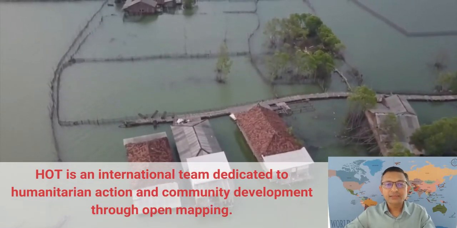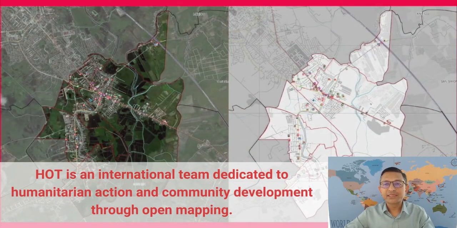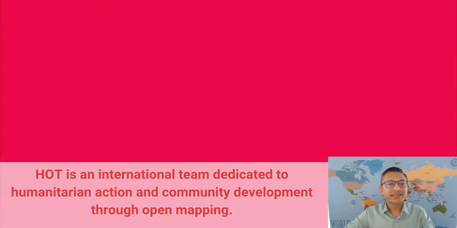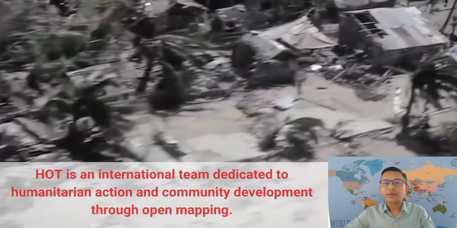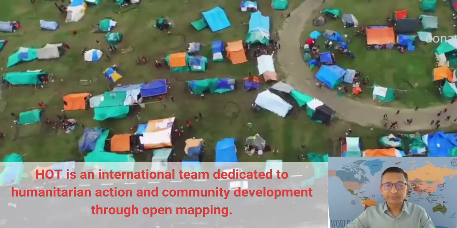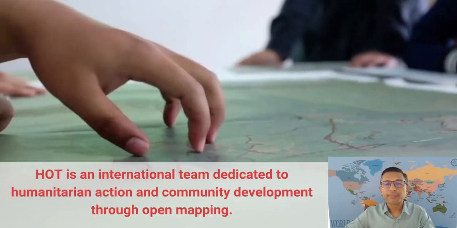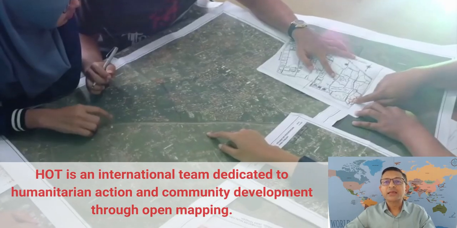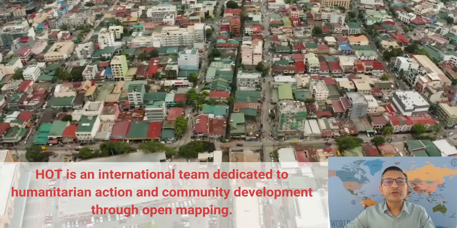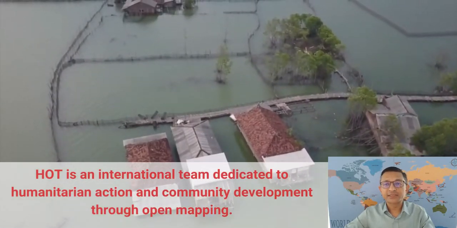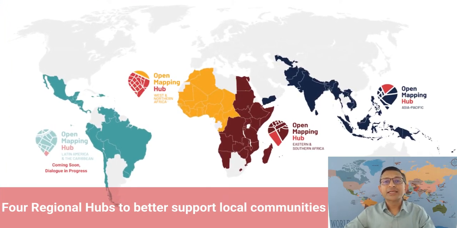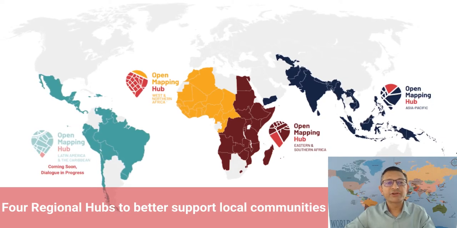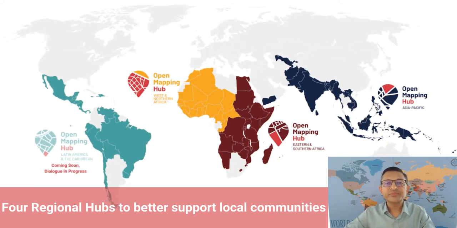HOT is an international non-profit organization established in 2011 after the 2010 earthquake in Haiti. During the response to the Haiti earthquake, we realized how important it is to have good map data for relief and aid work. Ever since then, HOT has been championing the use of OpenStreetMap data in the context of disasters and humanitarian crises. To make its work more effective and impactful, HOT established 4 open mapping hubs in different regions in the world last year. Open Mapping Hub Asia Pacific is one of them.